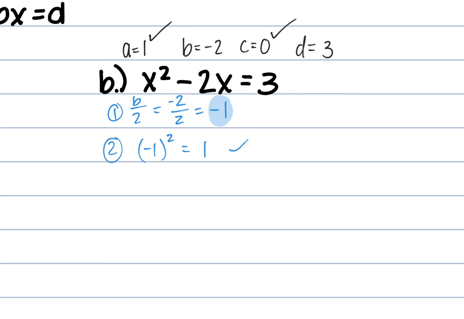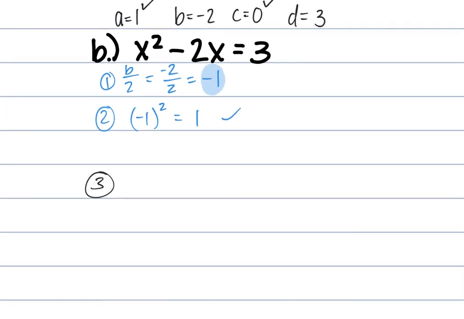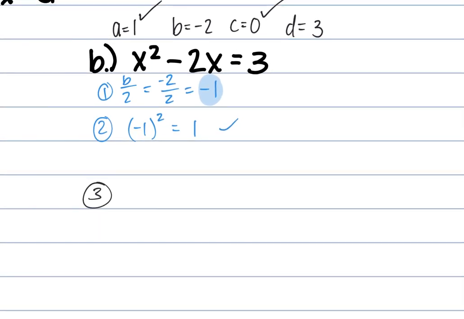We're feeling really good now, okay? Now, we go ahead and write step number 3. Who remembers it? Sophia? You add it into the equation, on both sides. x squared minus 2x plus 1 equals 3 plus 1. Good.